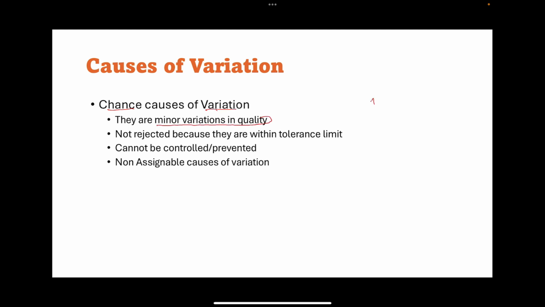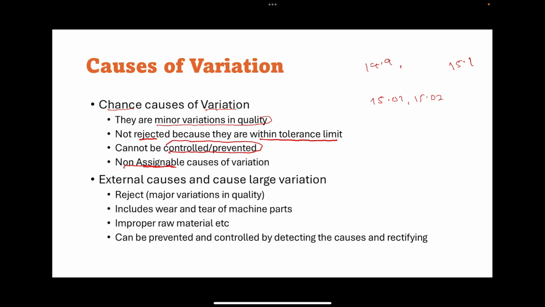So we have seen 15.01, 15.02. These are minor variations. These are not rejected because they are within the tolerance limit. Our tolerance limit was 15.1 and 14.9. And it cannot be controlled or prevented. So these are non-assignable. You don't know the cause for this. It can be due to many factors, slight changes. So you cannot assign a particular cause for this. That's why these are called non-assignable causes of variation.